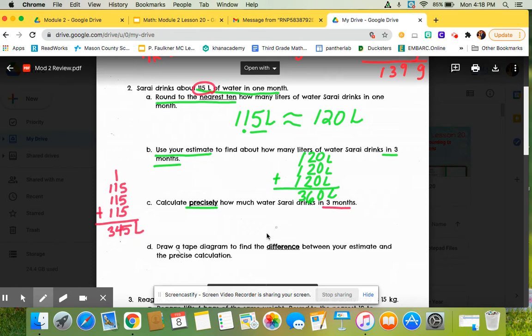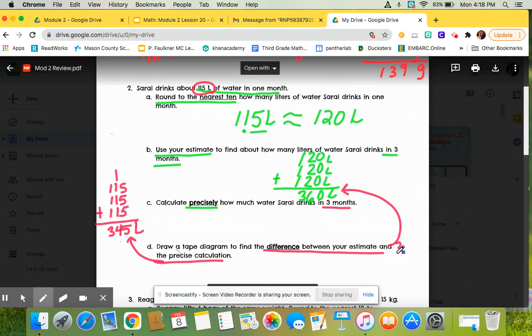On D, it says draw a tape diagram to find the difference between your estimate. Remember the word difference, what's that mean? Yeah, it means we're going to subtract. Between your estimate, which is right here, and the precise, which is right here. So when we are subtracting, don't forget that biggest number is going to go on top.